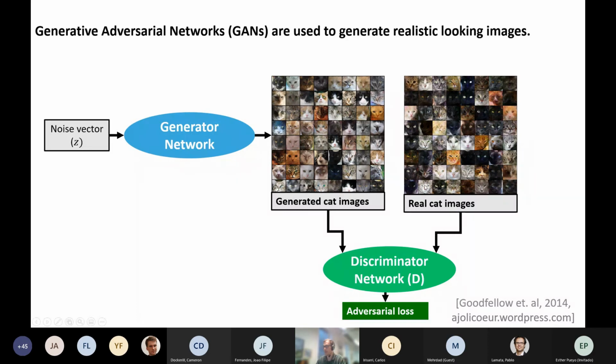So in this case, cat images. And these networks are kind of competing. This one's competing to create as real images as possible, and this one's competing to try to say which one's real, which one's fake, and they learn at the same time. And this has, in general, been proven to have very good results in terms of creating realistic looking images.